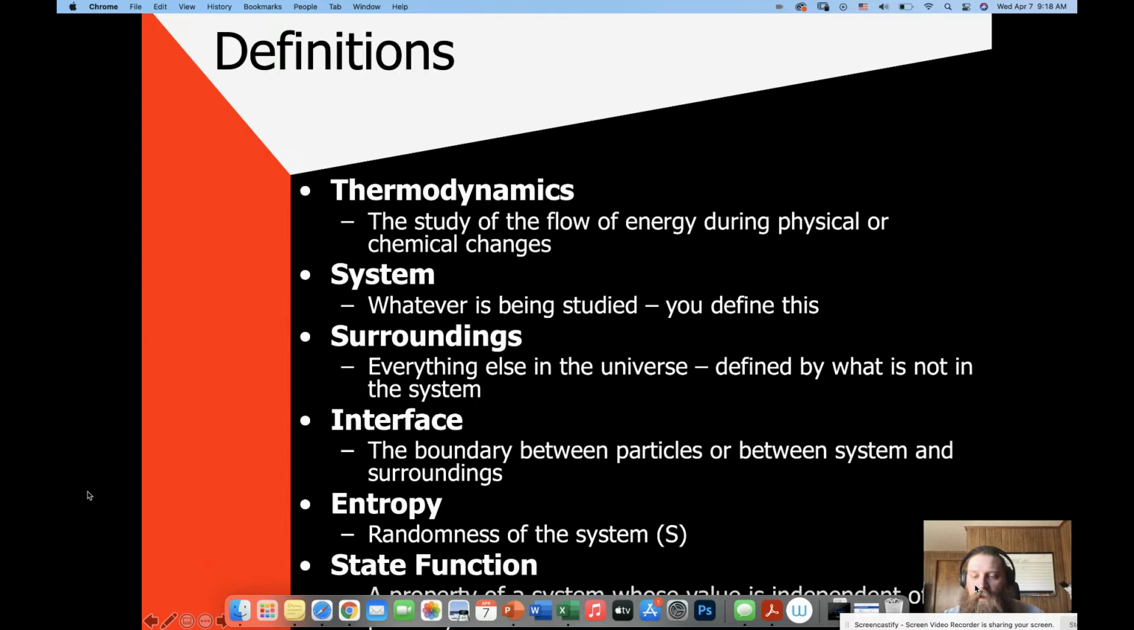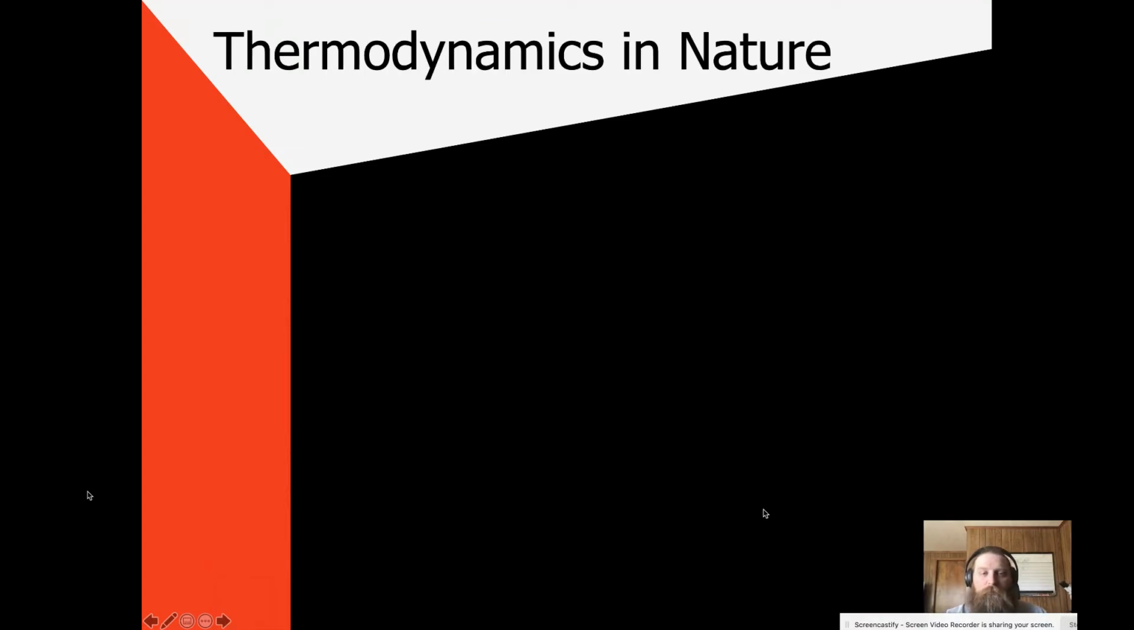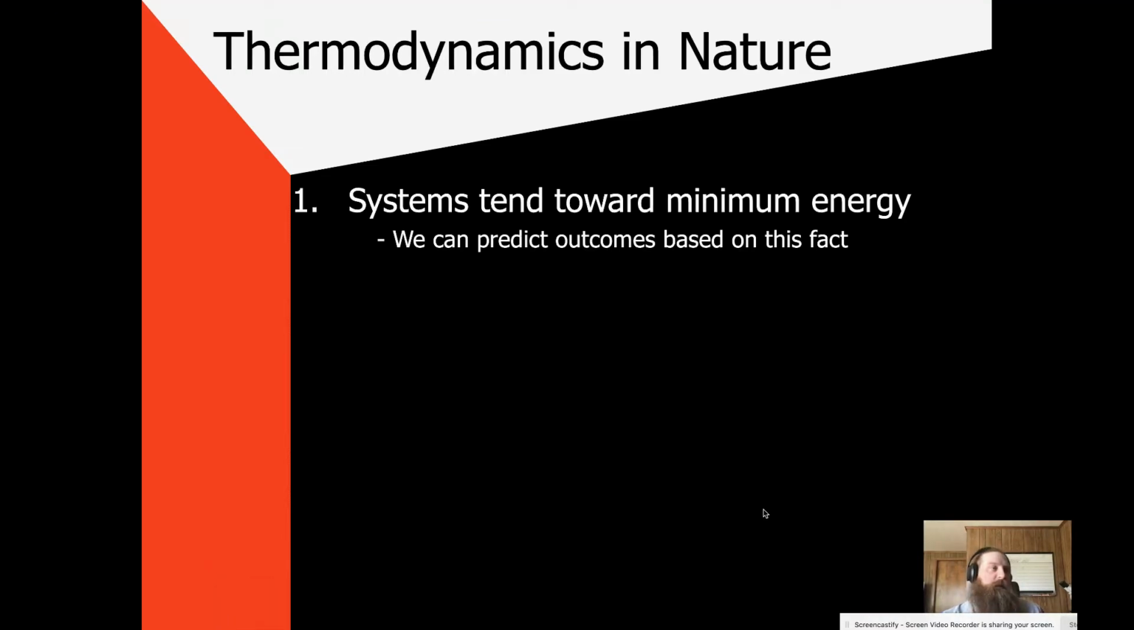So those are some definitions we're going to need. Now, where do we see thermodynamics in nature? Well, the first thing we notice is that systems always tend towards the minimum energy. And we can use that fact to predict different outcomes, different behaviors. We'll see that in a moment.